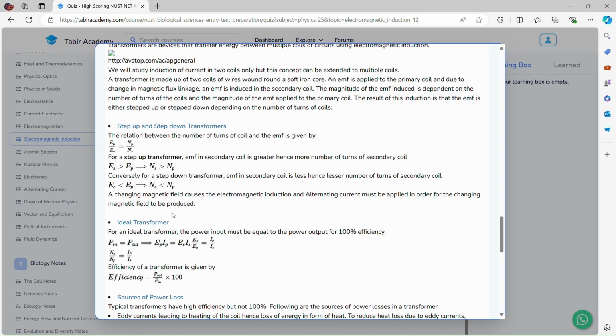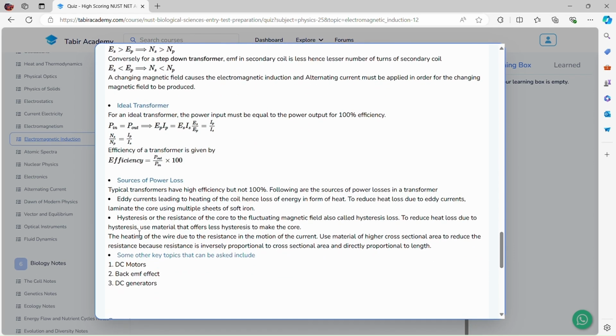For an ideal transformer, the power input must be equal to the power output for 100% efficiency. P in equals P out. Therefore, EPIP equals ESIS, which gives ES over EP equal to IP over IS. Therefore, NS over NP equals IP over IS. Efficiency of a transformer is given by P out over P in multiplied by 100.